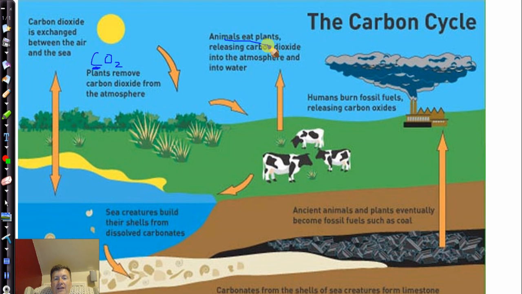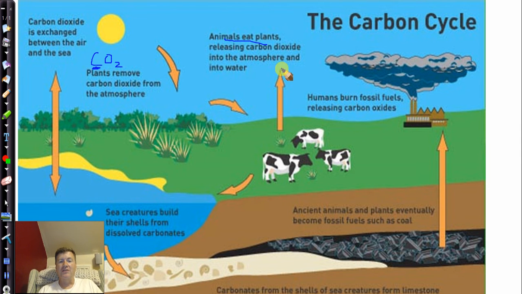Animals then eat the plants. As part of our metabolism, animals release CO2. Whenever we breathe out, we release a little bit of CO2. So that's how CO2 can re-enter the atmosphere. It also re-enters as living things die and are broken down by bacteria. CO2 will go back into the atmosphere. So you can see right here, there's a nice little loop of cycling.